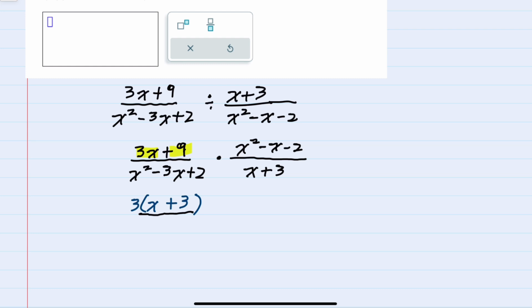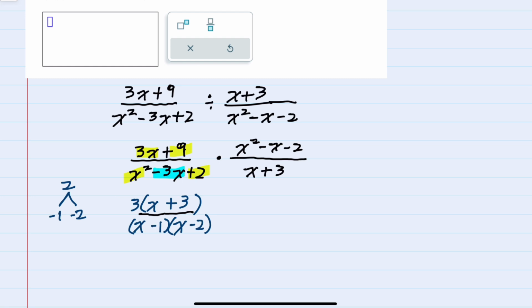In the denominator, I have a trinomial with leading coefficient of 1. So I'll factor that by trial and error. The only factors of x squared that will work is x and x. Looking at the last term, we have 2. 2 will only factor as 1 and 2, but I need the middle term to be a minus 3x. So I'll use a minus 1 and a minus 2.